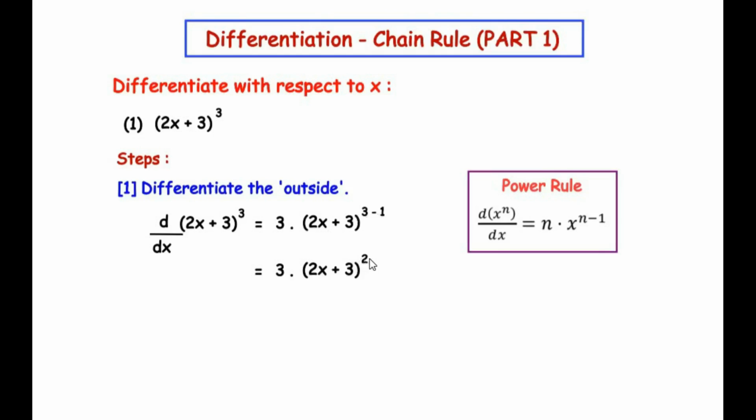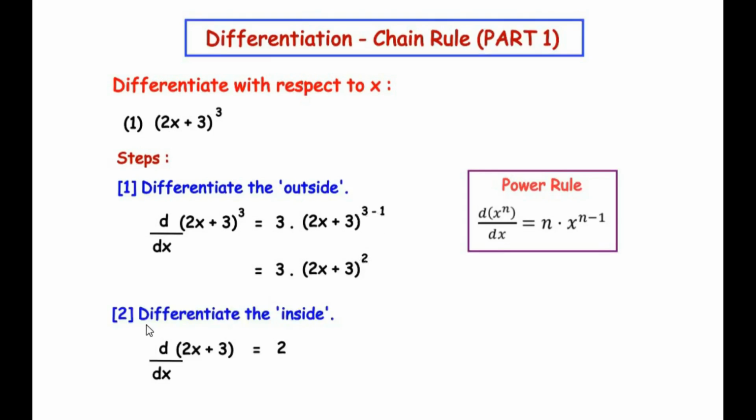Now let us move on to the step number 2. So step number 2 is differentiate the inside, which means the terms which are inside the bracket needs to be differentiated now. So d by dx of 2x plus 3 will be equal to, now the differentiation of 2x gives us 2 and the differentiation of the constant gives us 0. So I have not written 0 over here. So the differentiation of 2x plus 3 gives us 2. So step number 1 is done, step number 2 is done.